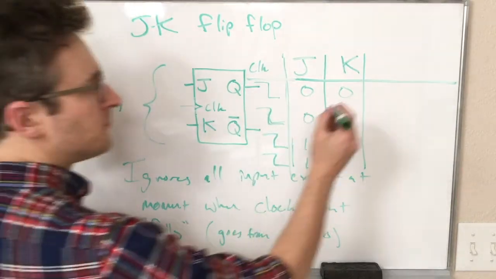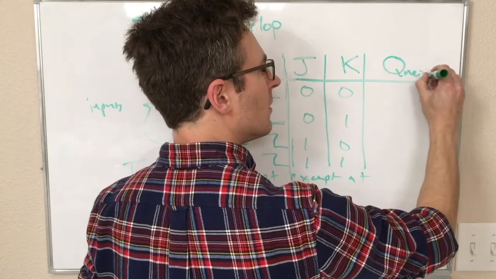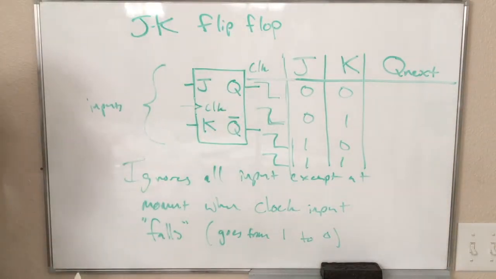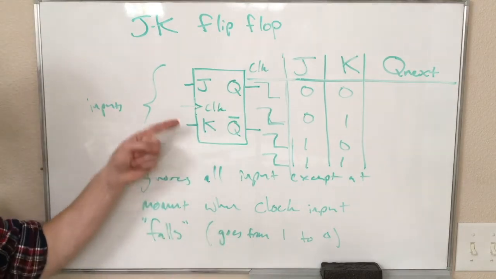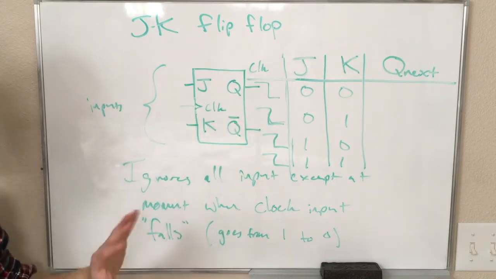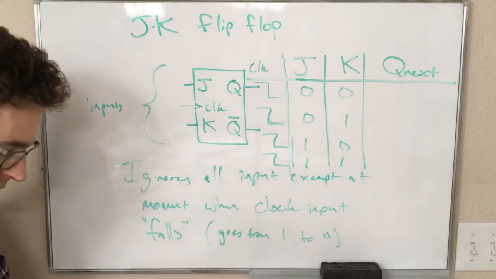And for our output, I'm going to write Q next, meaning that we're going from some previous Q to some new value of Q when this clock transition happens. We're going to draw some timing diagrams to kind of explain the timing of what's going on, but we need this truth table up here first.